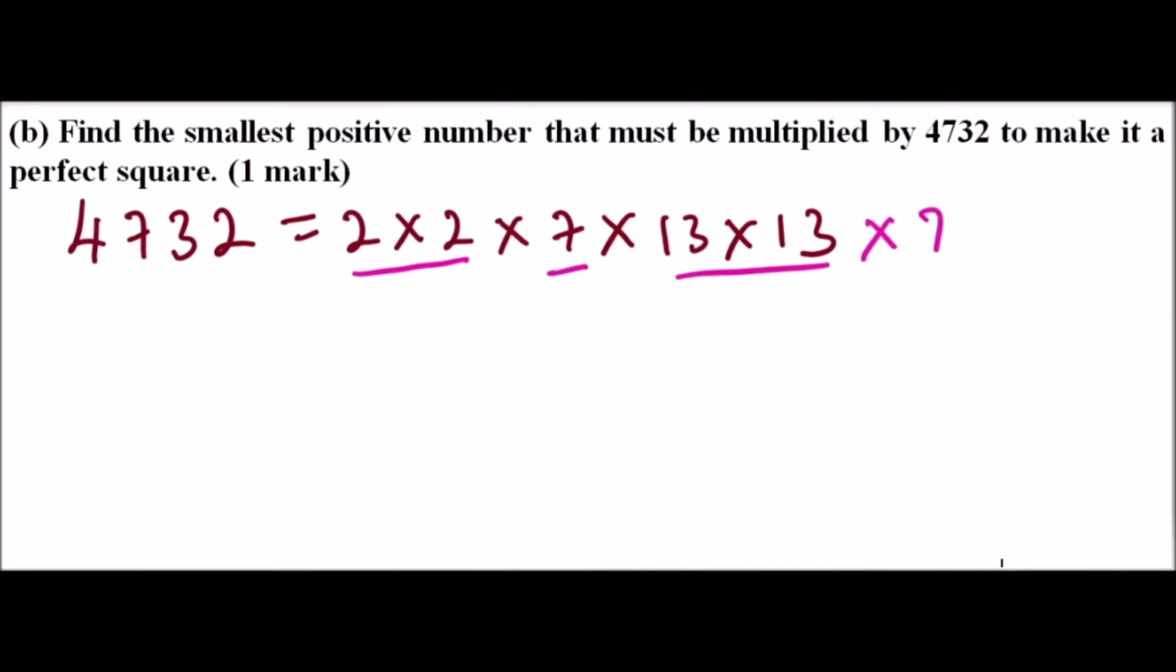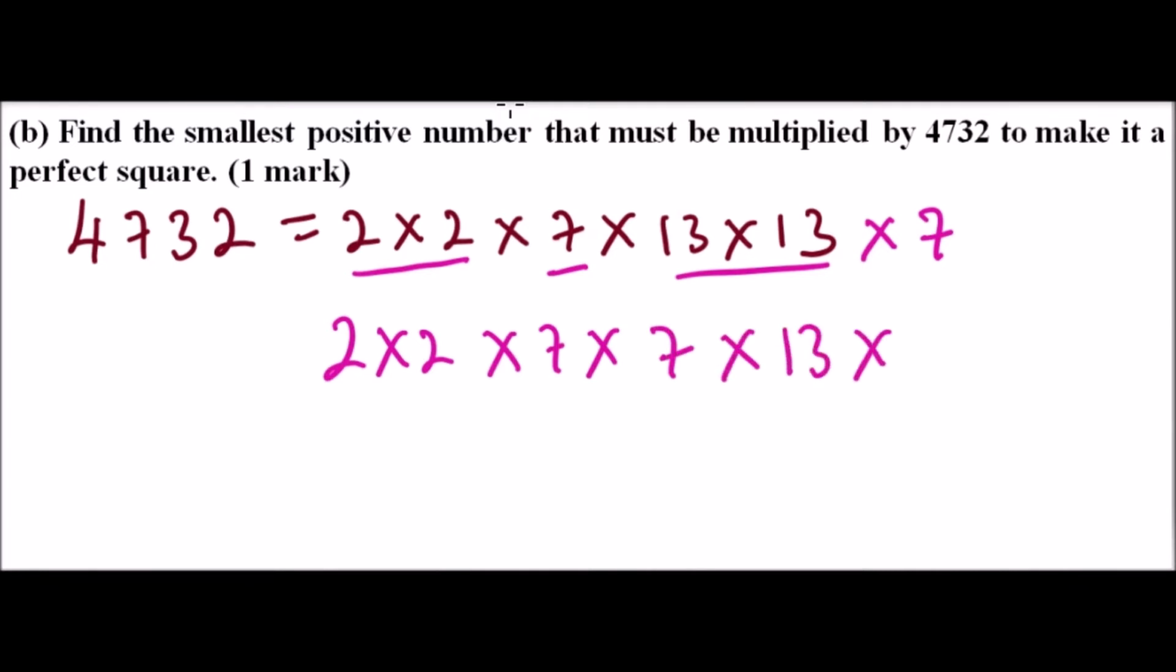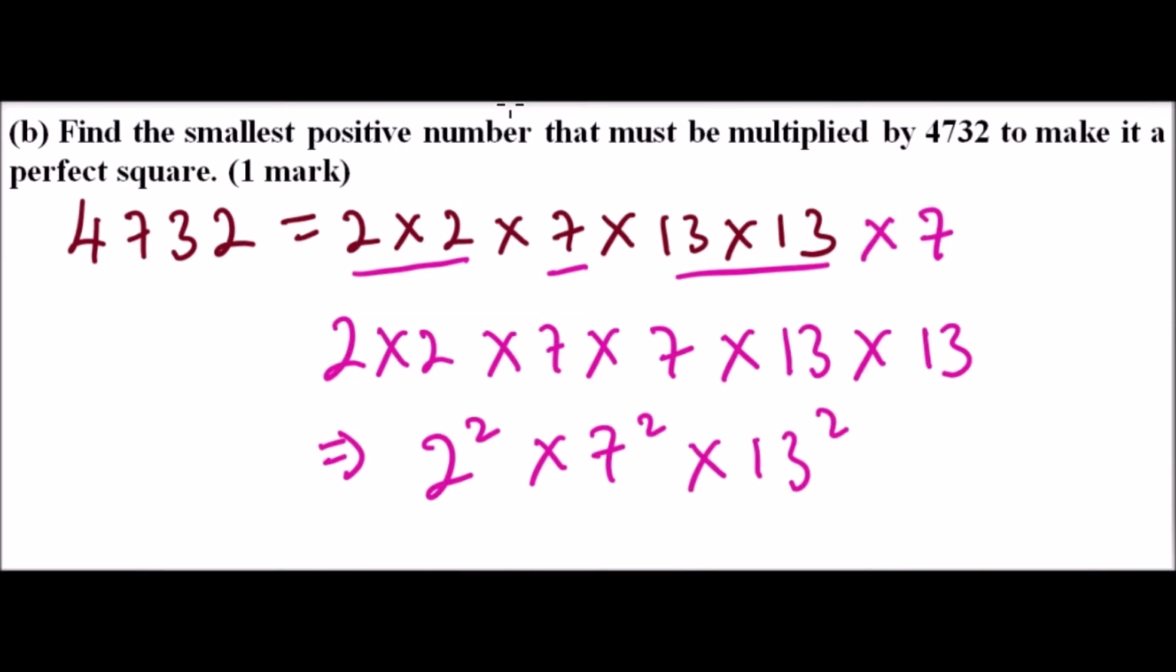So it means if we multiply by 7, we now have 2 multiplied by 2, multiplied by 7, multiplied by 7, multiplied by 13, multiplied by 13, implying that this is 2 squared multiplied by 7 squared multiplied by 13 squared, which has a perfect square root, because the square root of 2 squared is 2, the square root of 7 squared is 7, and the square root of 13 squared is 13. So you get another mark there.